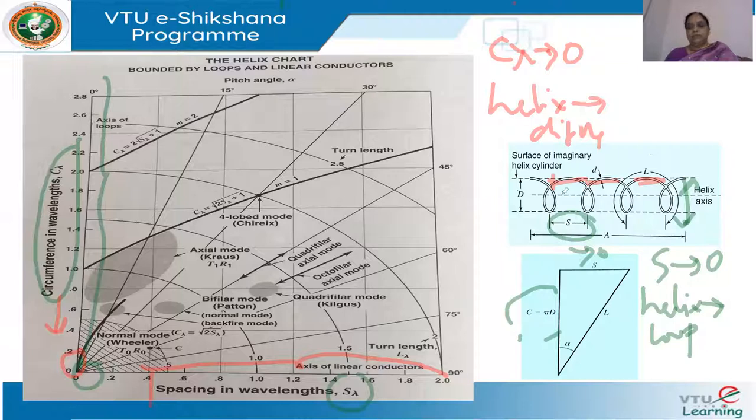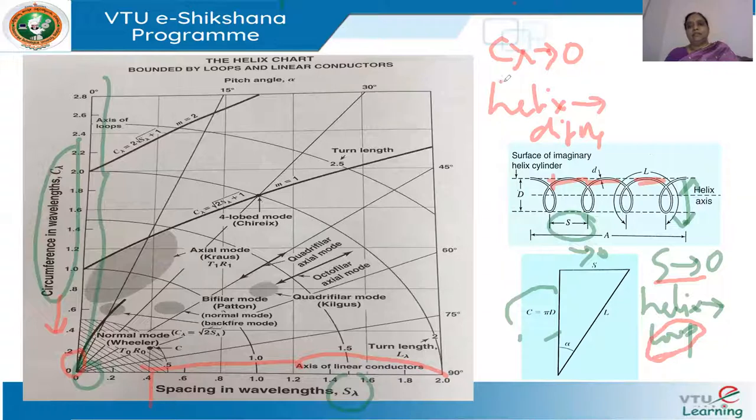So what are the two extremes? The helix can become a loop. And when does it become a loop? When s tends to 0. When s tends to 0, it becomes a loop, and only the loop parameters remain. The loop parameters are given by the diameter d or the circumference c.